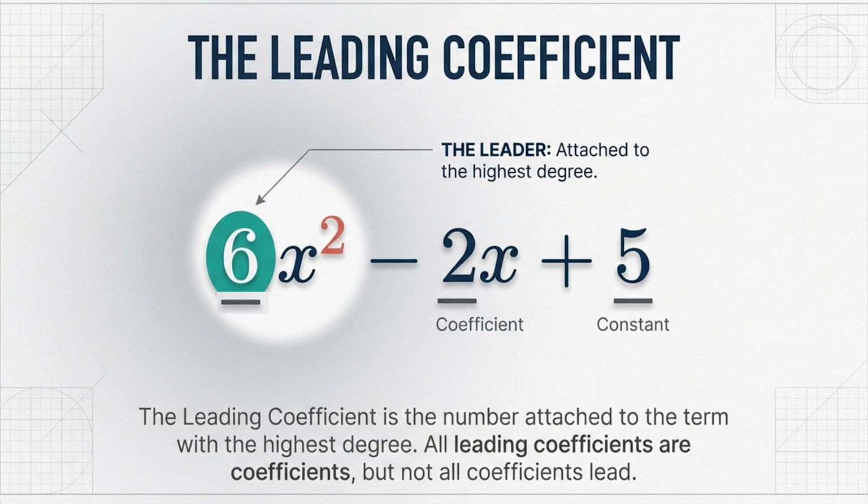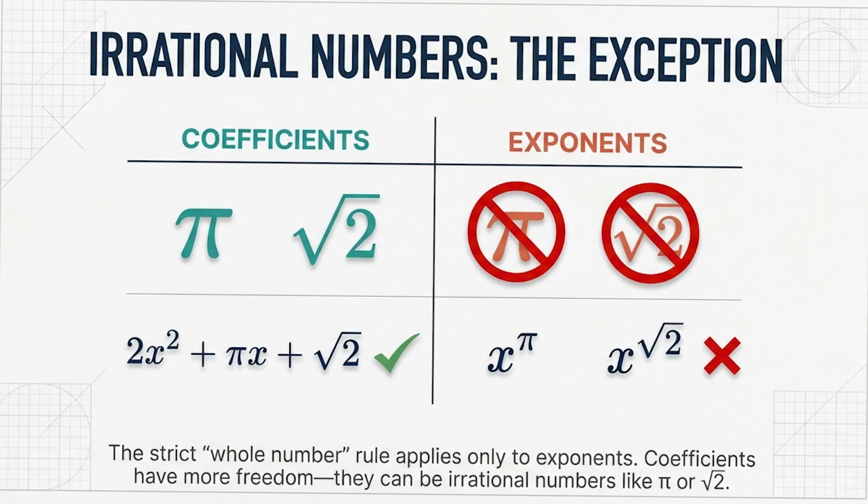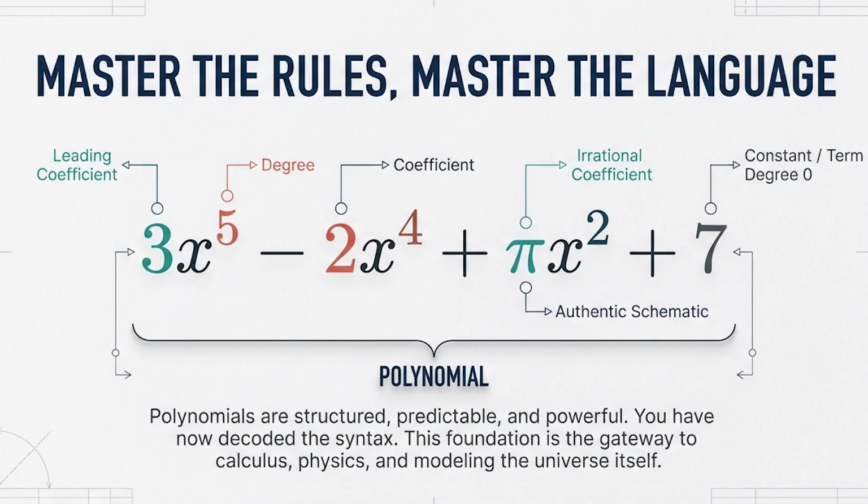As you go higher in math, you will see that coefficients don't have to be whole numbers. They can even be irrational numbers like pi or the square root of 2. As long as the exponent is 0 or a whole number, the coefficients can be as wild as they need to be. Polynomials are structured, predictable, and incredibly powerful. They are the gateway to calculus, the foundation of physics, and the blueprints of our modern world.